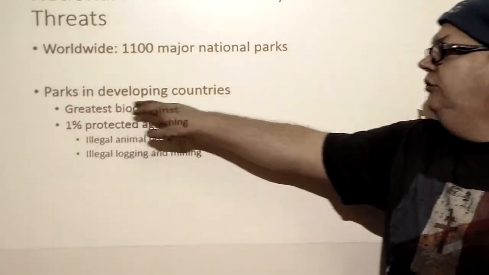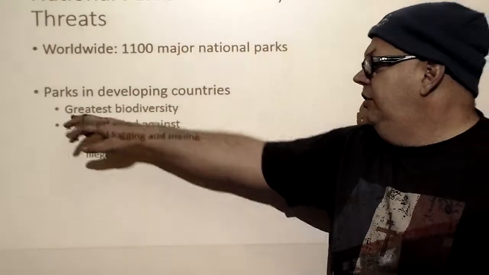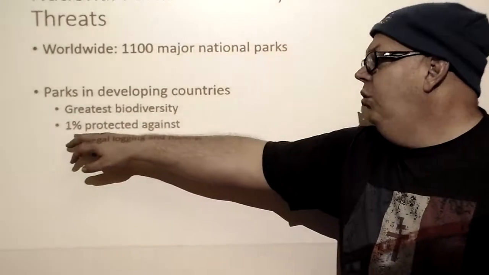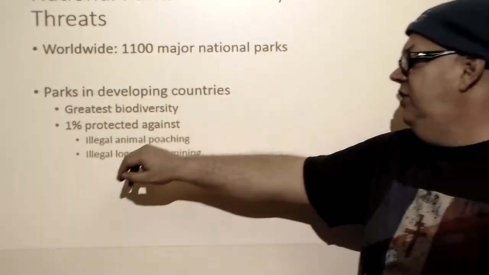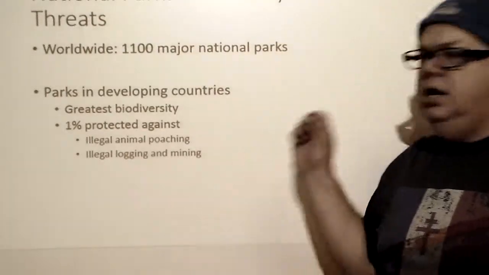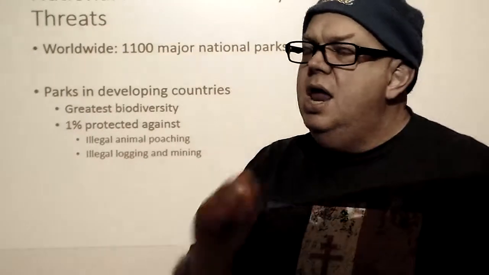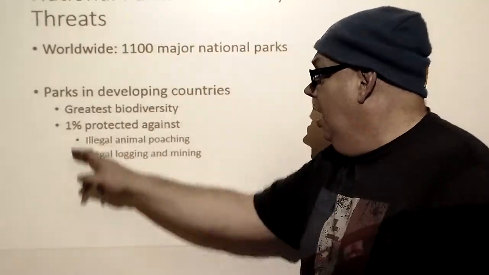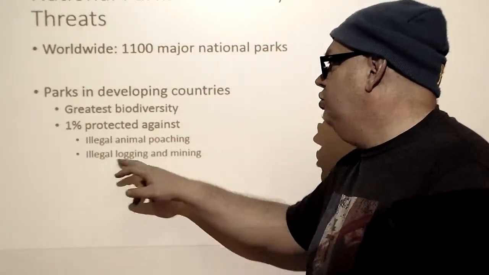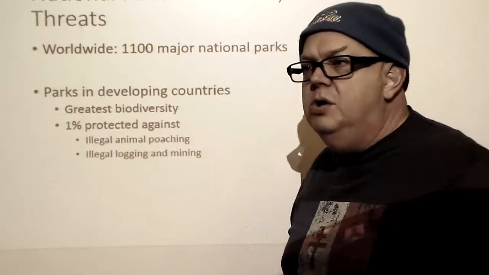Now, there are parks in developing countries. Now, they do have the greatest biodiversity, okay? Only 1% are actually protected against illegal animal poaching and illegal logging and mining. There's still an economic consideration when you look at animal poaching, logging and mining, because it's a question about money, which ultimately means for some people to feed their families.